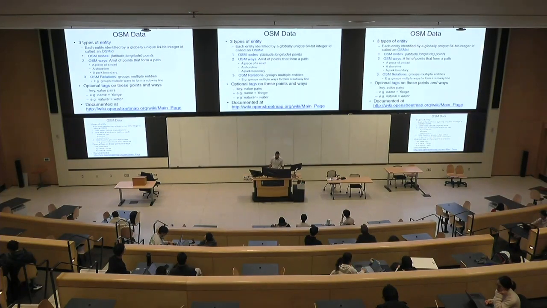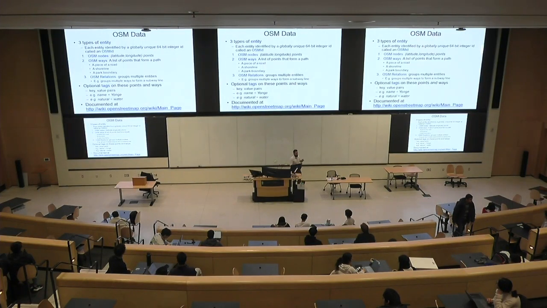Okay? So how is this data organized? I'm going to tell you first how the raw data looks, like the ones that you find online. And then we're going to talk a little bit about some of the data that we've organized a bit more and made easier for you to understand. So the raw data basically consists of 3 types of entities. And each of these entities is identified by a globally unique 64-bit integer ID called the OSM ID.